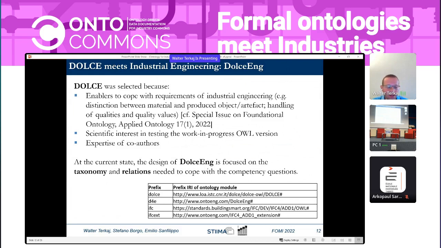So this domain ontology, or maybe we can also call it a mid-level ontology that is based on Dolce for industrial engineering. So we see taxonomy and relations, and then a few examples of how we can instantiate Dolce Eng with reference to the industrial use case that I briefly presented before. So now I can give the mic to Emilio.